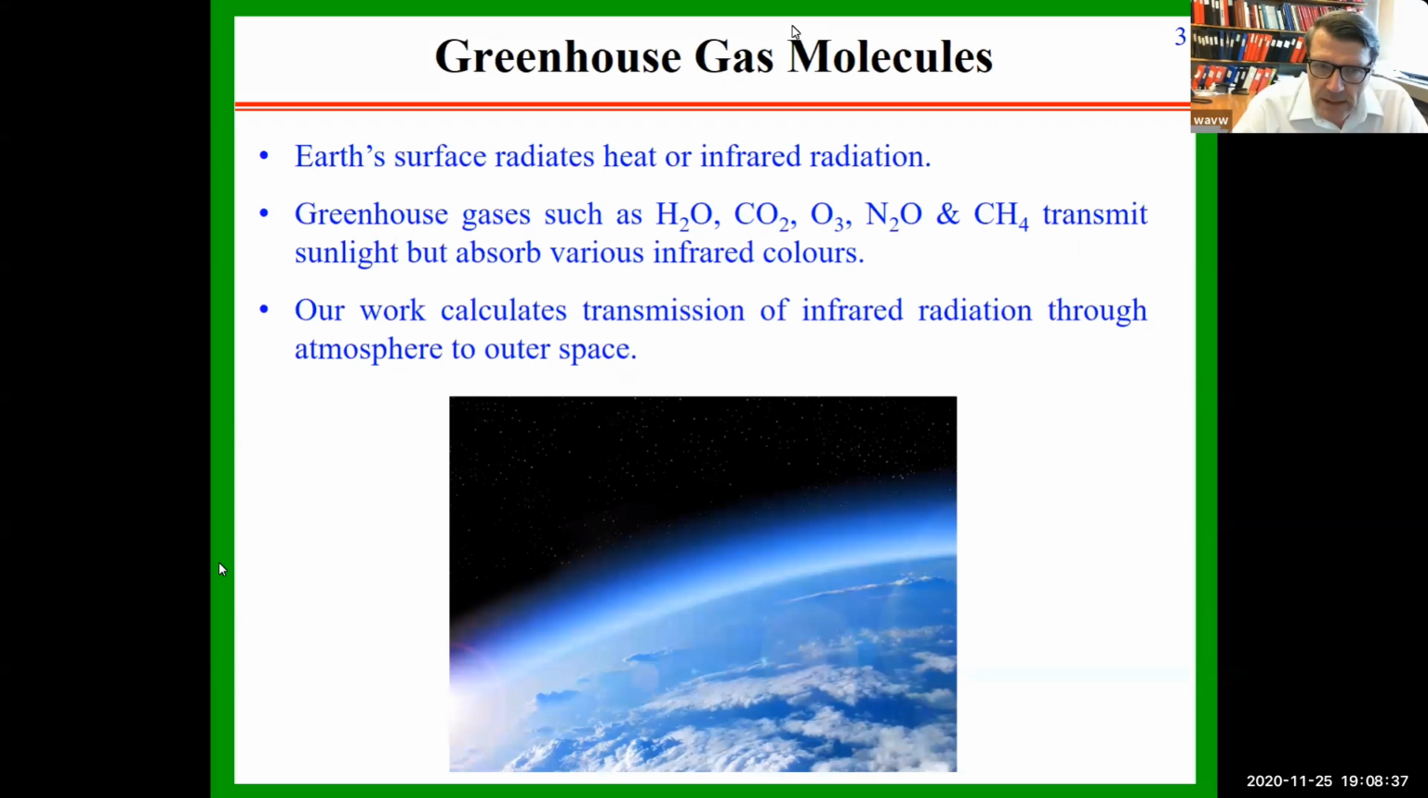Now, we will be looking at 5 greenhouse gases: H2O, water vapor, carbon dioxide, CO2, ozone, O3, nitrous oxide, N2O, and of course, methane, CH4. The definition of a greenhouse gas is they transmit sunlight, visible radiation, but they absorb at various infrared colors or frequencies. Now, what we do is we calculate the transmission of infrared radiation or heat through the atmosphere to outer space. So I thought this was a rather nice picture. You see the Earth, you see this blue haze. That's the atmosphere that we are considering.